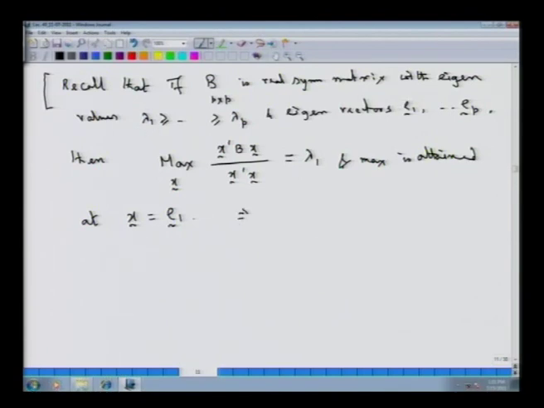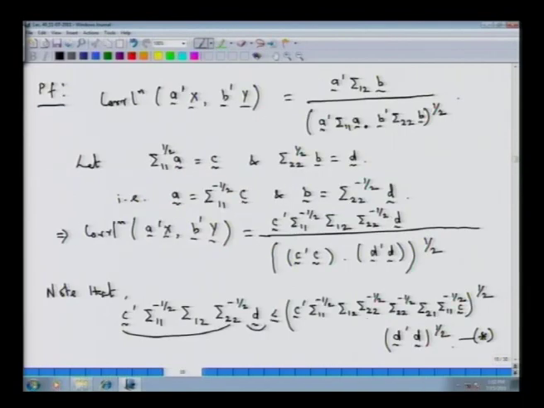So, this tells us that x prime B x is less than or equal to lambda 1 times x prime x, where the equality once again is attained if we choose x to be equal to E1. In that case, x prime x will be equal to 1 and this side will just be equal to lambda 1. So, this is the result which we will make use of in order to provide an upper bound of this particular quantity. Why do we look at that?